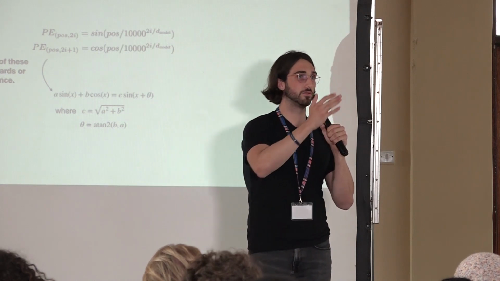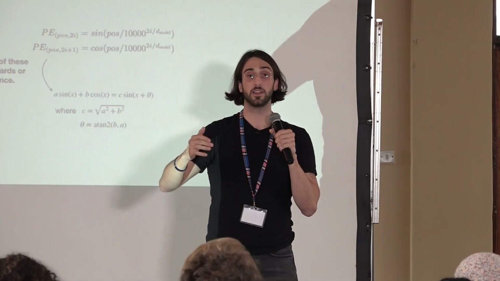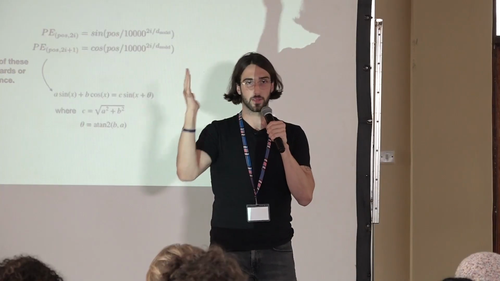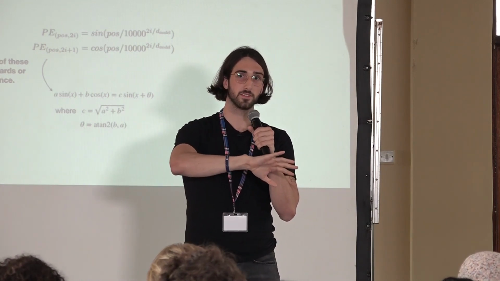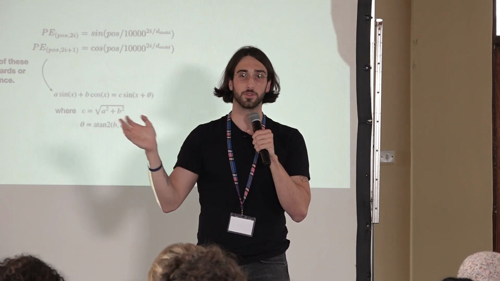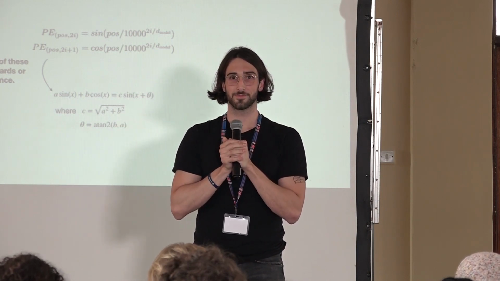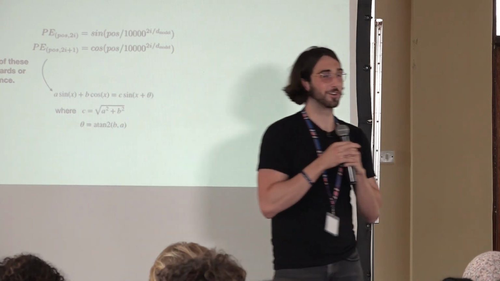So now I have this notion of relative distance, and I can look at my own absolute position, where am I in the sequence, just by referencing the positional encoding at that point. So now we have both a notion of relative distance and absolute. Does that make sense? Not so much? Okay.